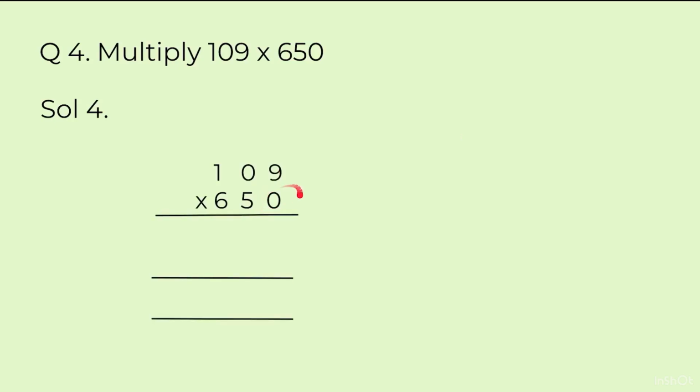Now here 0 is in the ones place. So we will not multiply with 0. We'll start multiplying with 5. 5 is at the tens place. So we will put 1 0. And then we'll multiply 5 into 9, 45. 4 at the top, 5 at the bottom. 5 zeros are 0 plus 4. 4, 5 ones are 5.